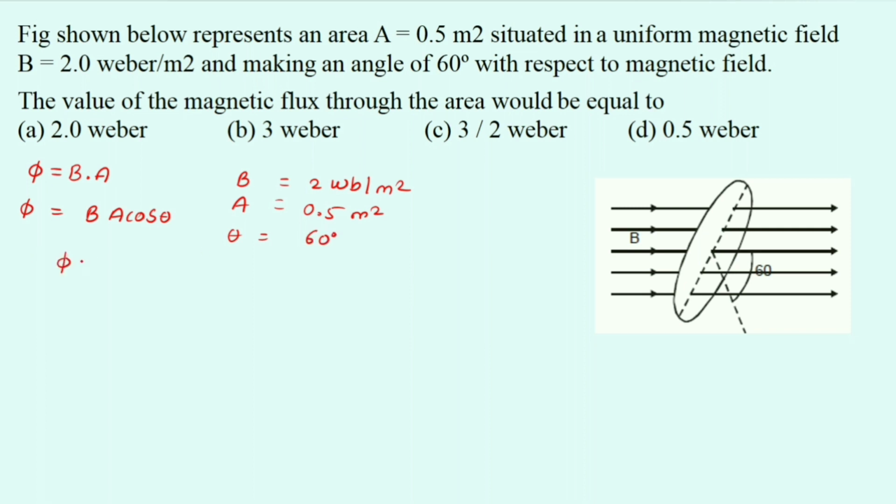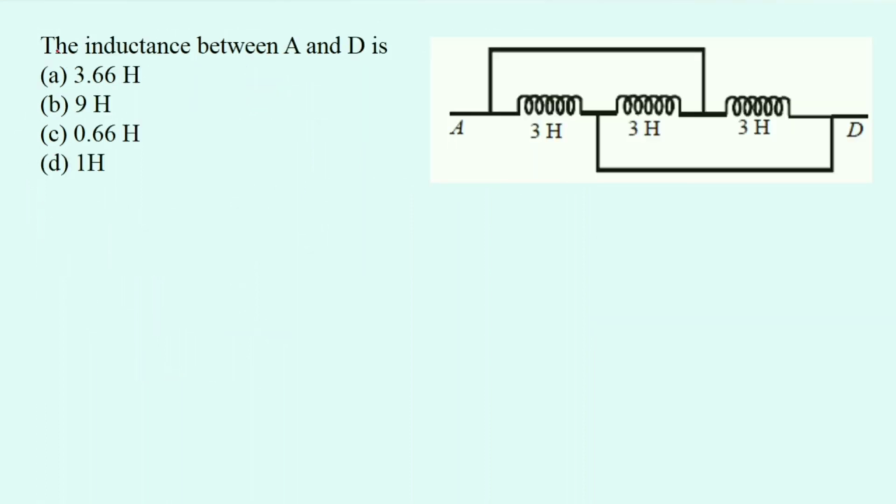So phi equal to BA cos theta, that is 2 into 0.5 into cos 60. So cos 60 will be 1 by 2. So phi equal to 2 into 0.5 into 1 by 2. So 2 will get cancelled. So phi equal to 0.5 Weber. So 0.5 Weber means option D is right.